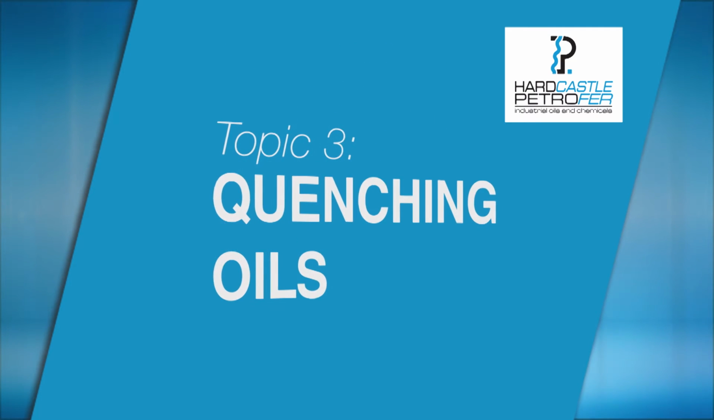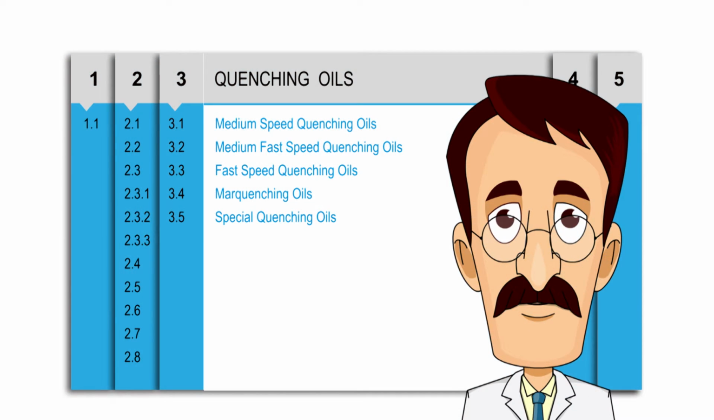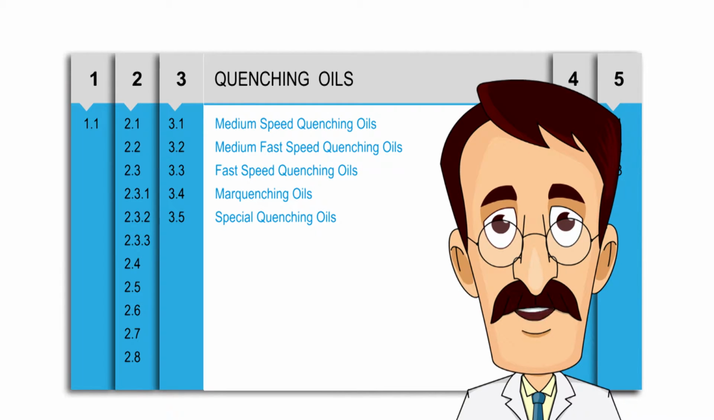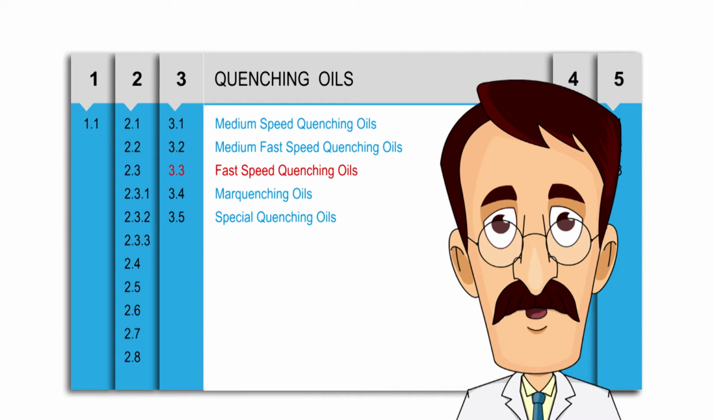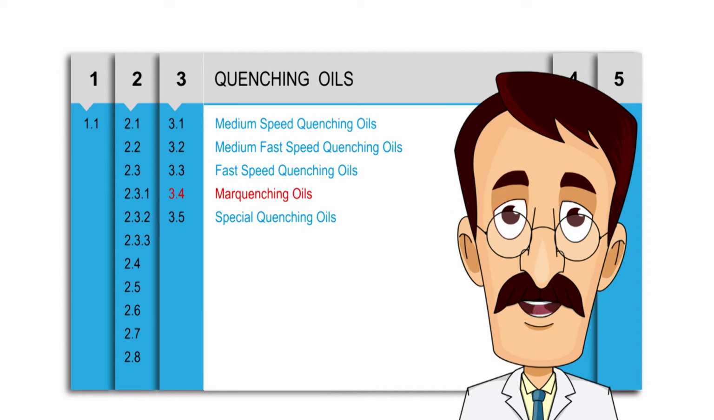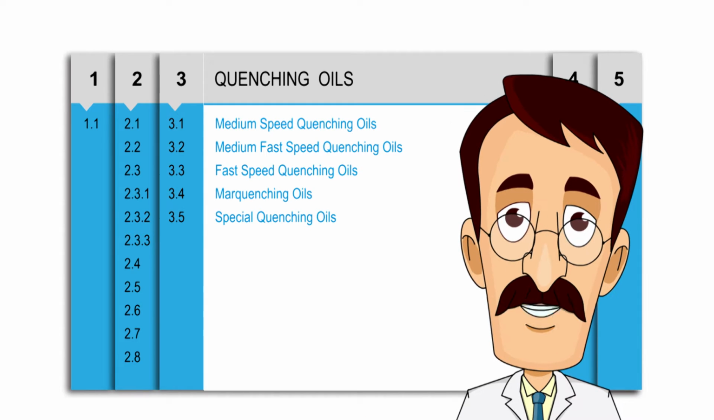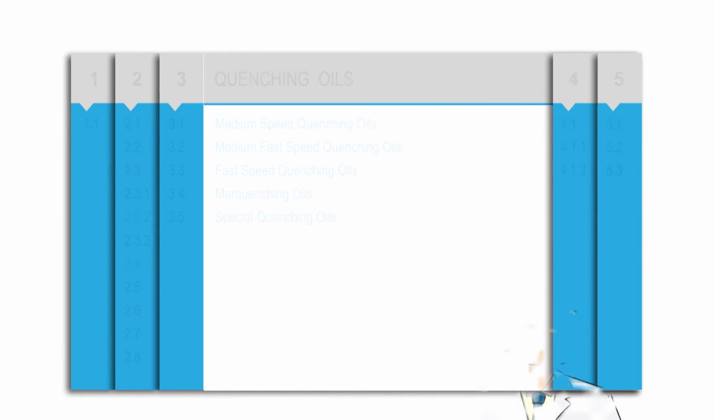We are now going to begin with the third chapter, Quenching Oils. In this chapter, we will discuss our range of quenching oils, which includes medium-speed quenching oils, medium fast-speed quenching oils, fast-speed quenching oils, marquenching oils, and special quenching oils. Let's proceed and discuss each category of the quenching oils listed.